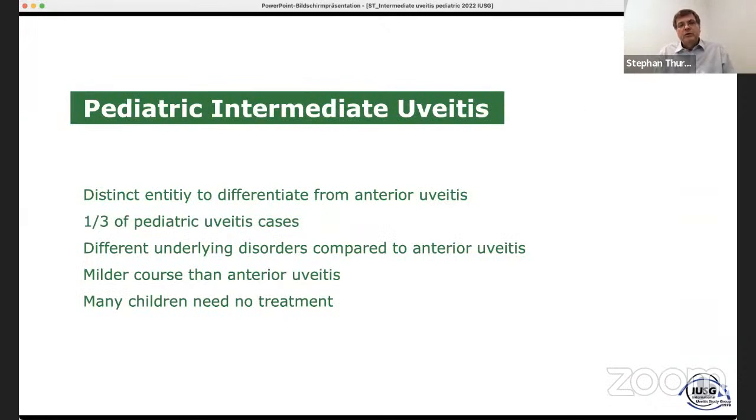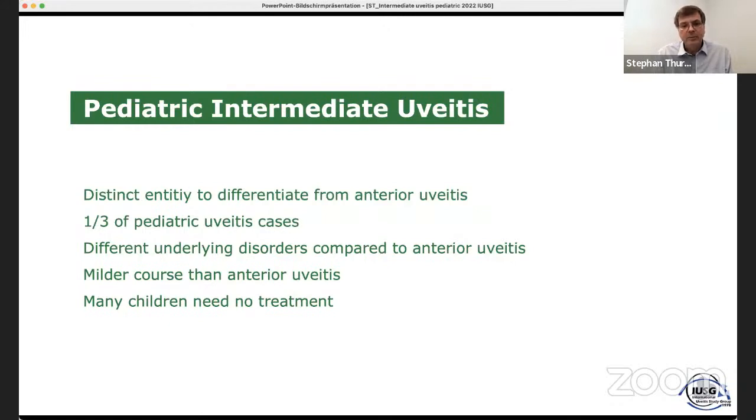To make another point, which has been made already, and in reference to the talks about JIA-associated uveitis last month, I think it's very important to make the distinction and differentiate the intermediate uveitis from anterior uveitis. And here you really have to do a very careful clinical investigation. Roughly one third of pediatric uveitis cases are intermediate uveitis. And what is also important is that there are different underlying diseases compared to anterior uveitis.